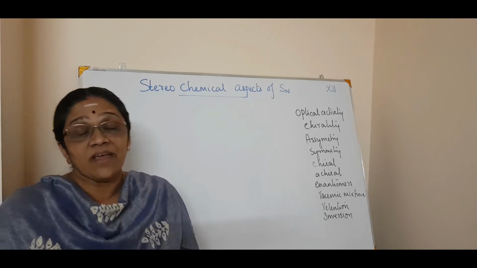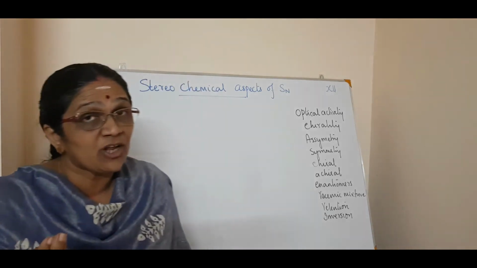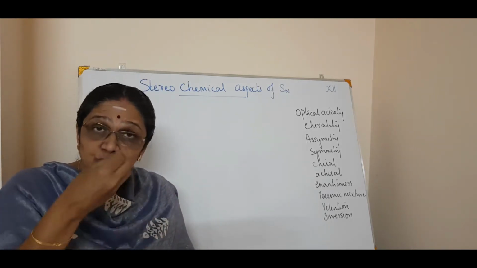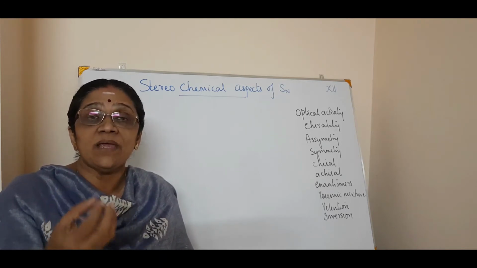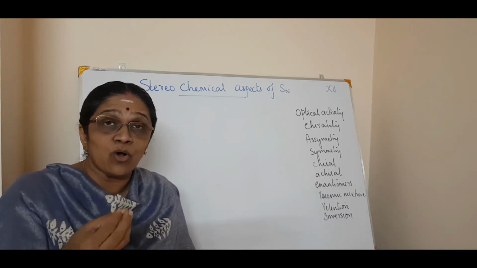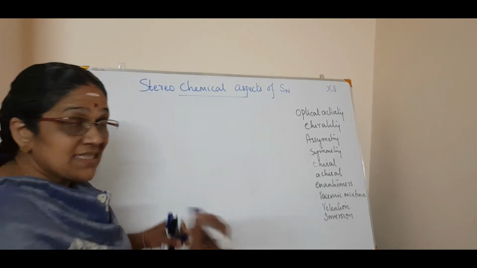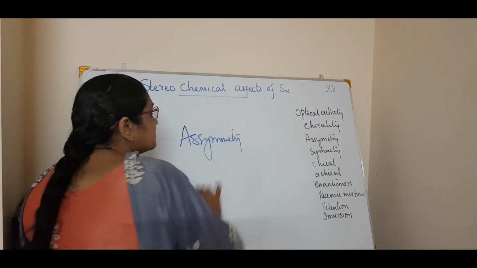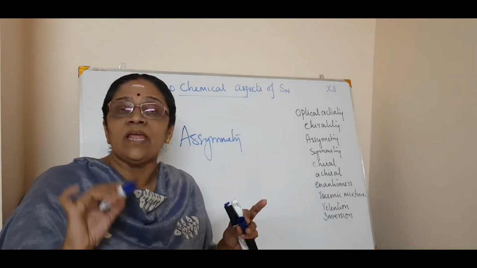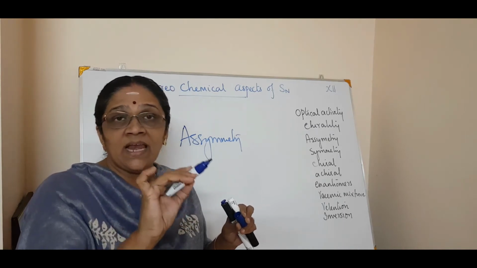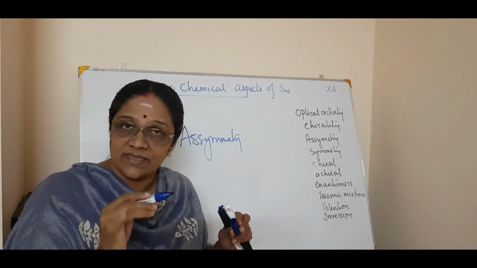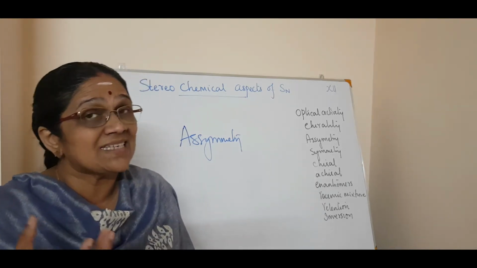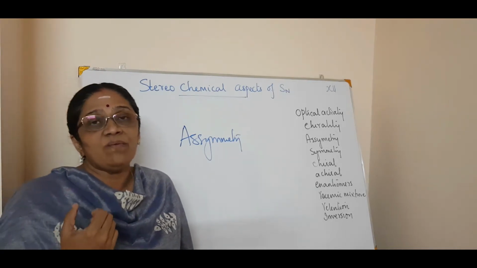Which means if a compound is optically active, what does it mean? It has to rotate the plane polarized light either towards the right or towards the left. If that should happen, then the molecule must have molecular asymmetry. What is it? Asymmetry. If it has symmetry, then it won't show optical activity or optical isomerism. Correct.